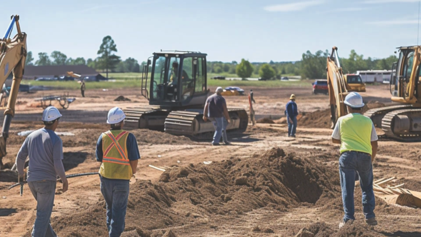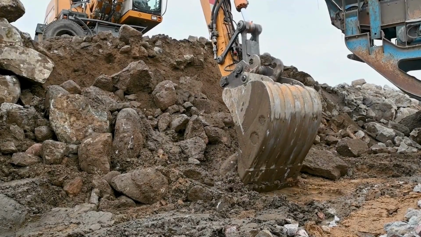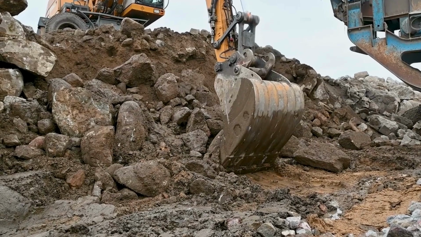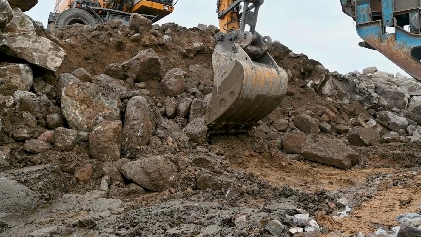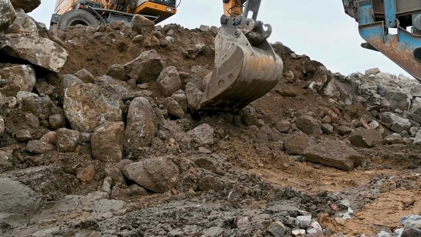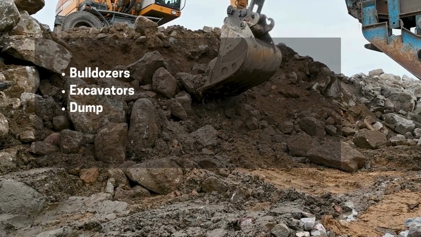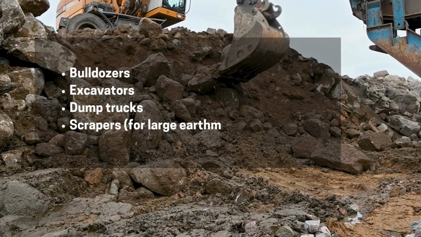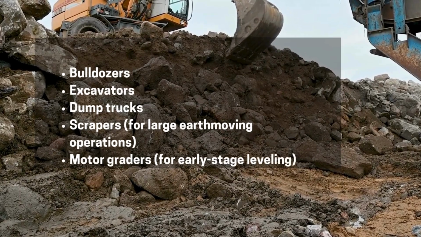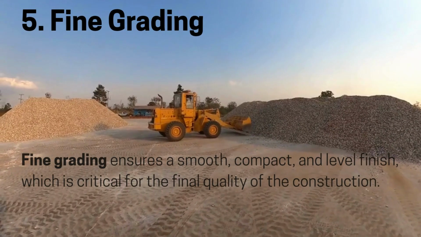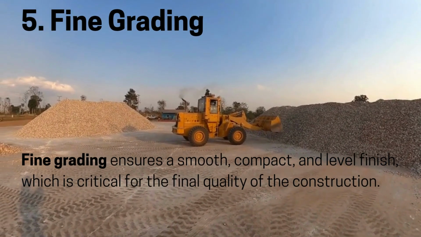The equipment used for rough grading is chosen for its ability to move large volumes of earth quickly and shape the general site profile. Typical machines include bulldozers, excavators, dump trucks, scrapers for large earth-moving operations, and motor graders for early-stage leveling. 5. Fine grading. After rough grading comes fine grading.